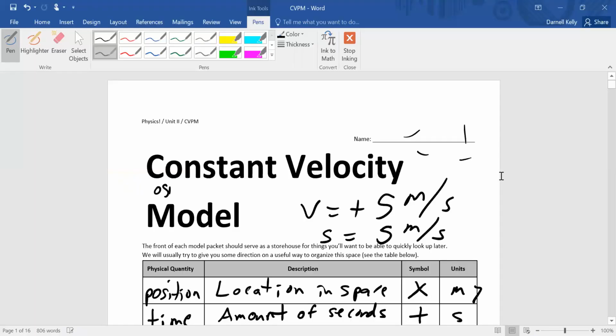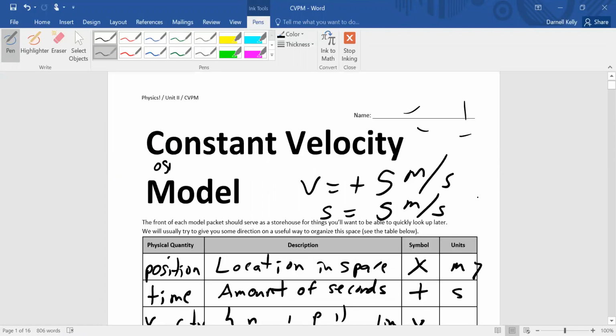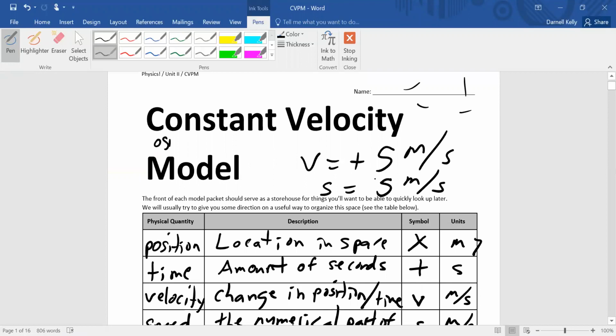So for more context to help us, this constant velocity particle model, again, I was going over the difference between velocity and speed. So again, a velocity of plus 5 meters per second we just saw. Speed, I think I mentioned that earlier. Speed is just a number.